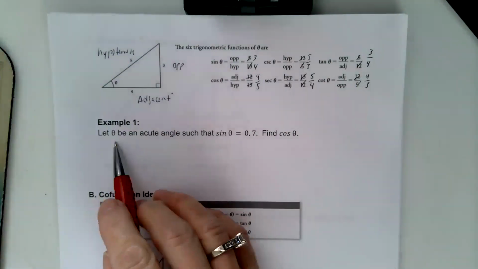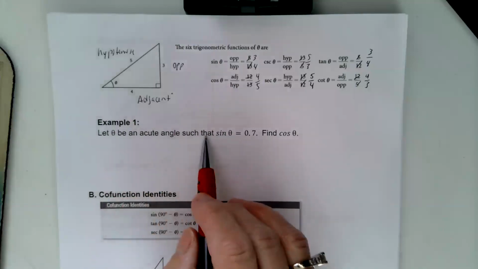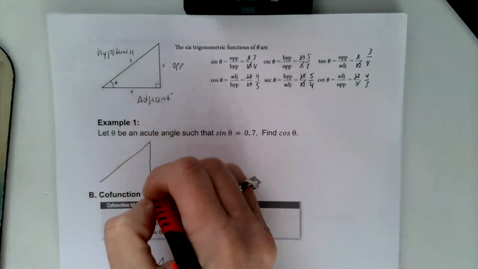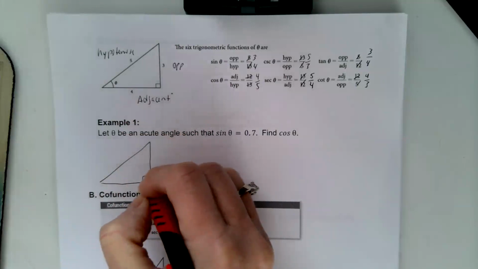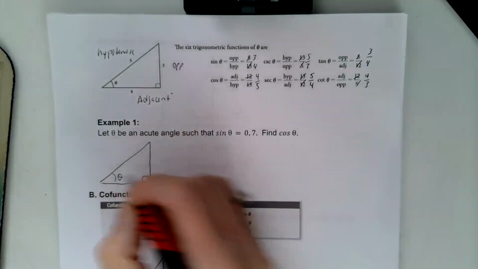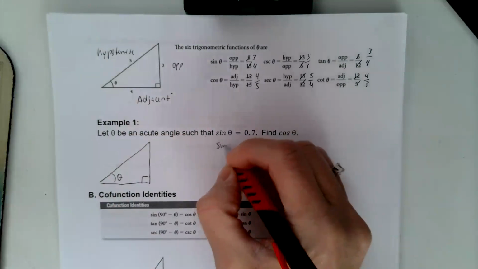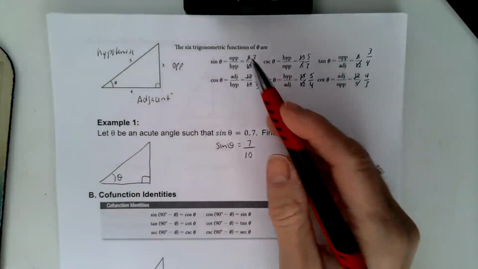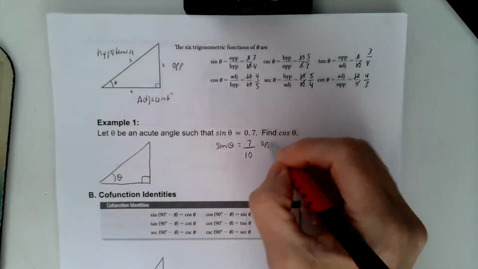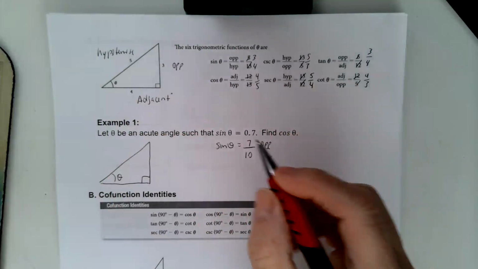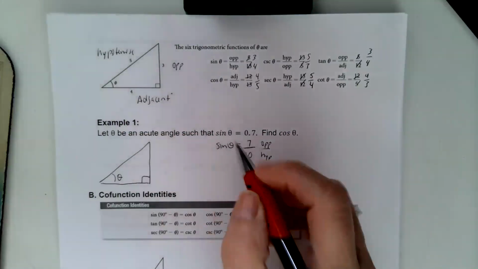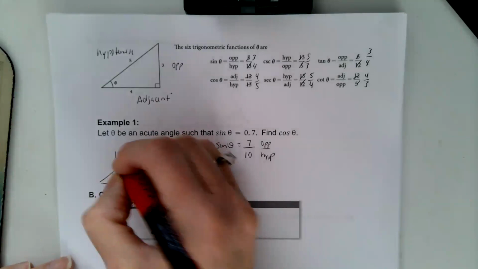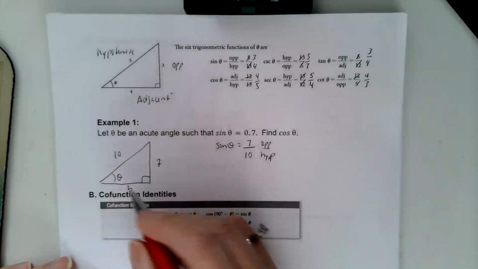Okay, let's look at an example here. Let theta be an acute angle such that the sine of theta is 0.7. So I'm going to draw this. I'm going to use the same triangle over and over again. So this is theta. Sine is 0.7 or 7/10. I'm going to write it as a ratio because I like to think of it as my opposite over my hypotenuse. That helps me fill those in. So the side opposite my angle is 7. My hypotenuse is 10.